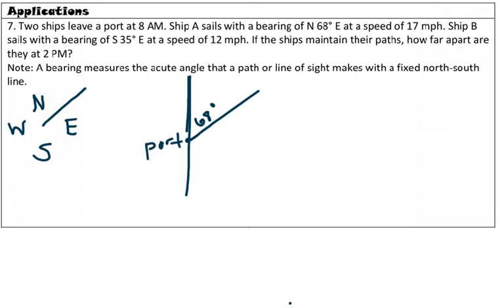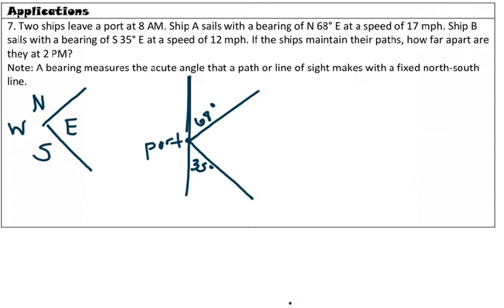And then ship B sails with a bearing of south 35 degrees east at a speed of 12. Notice southeast would look like this direction. And we know that this is an angle of 35 degrees. If the ships maintain their paths, how far apart are they at 2 p.m.?